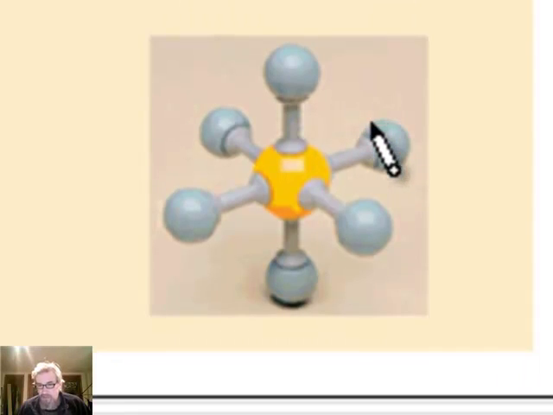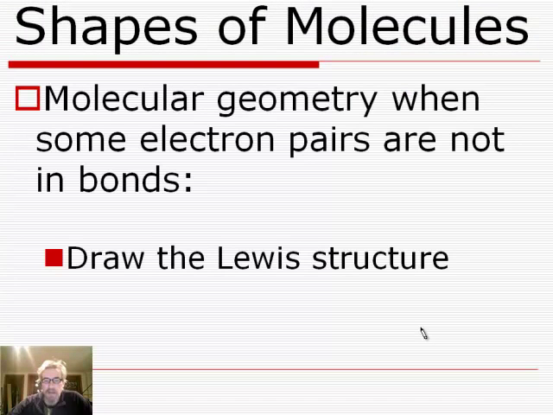And then the octahedral shape has 6 outside atoms bonded to a central atom, and all bond angles are 90 degrees everywhere. It's a symmetrical structure. Sometimes all the electron pairs are shared pairs, they're bonds. Sometimes they aren't. Sometimes the electron pairs are lone pairs or unshared pairs. Well, here's how we deal with this.